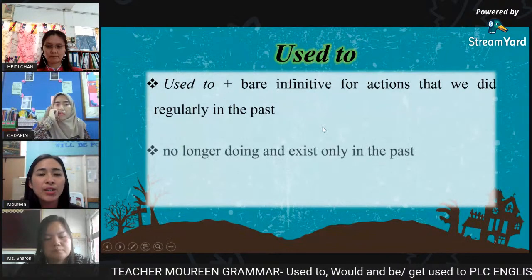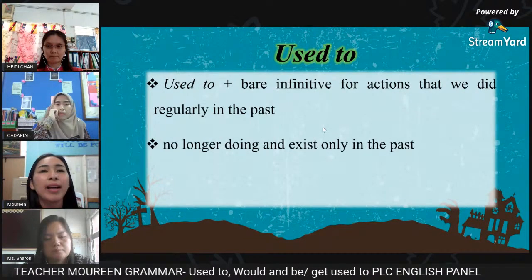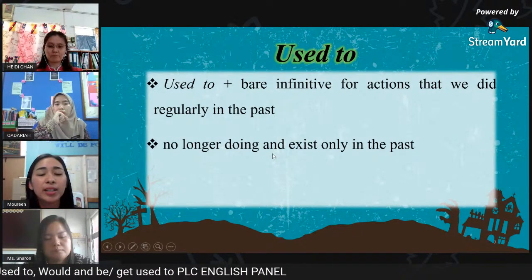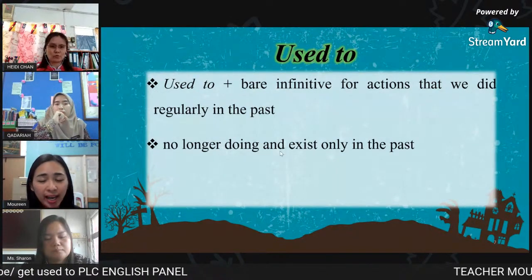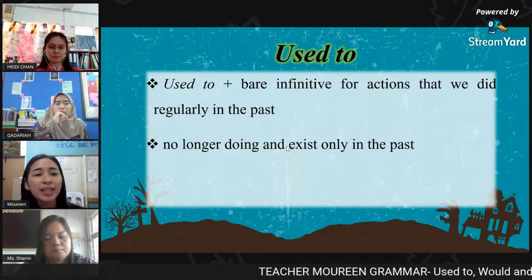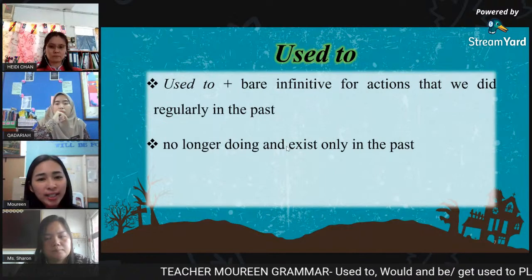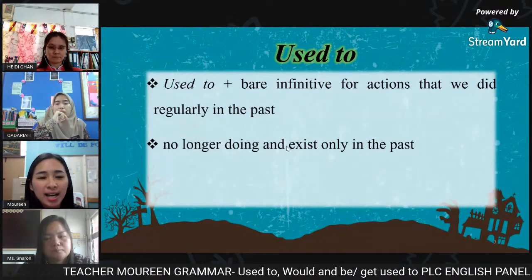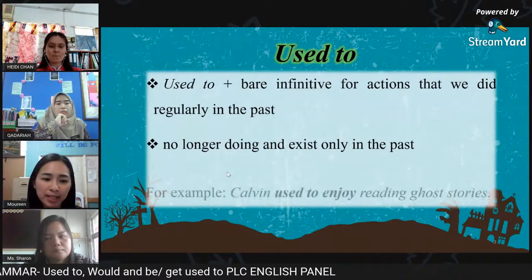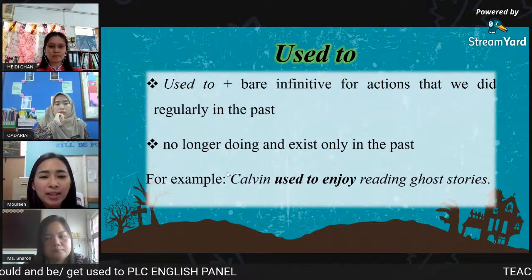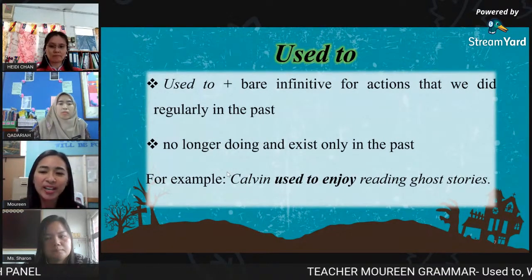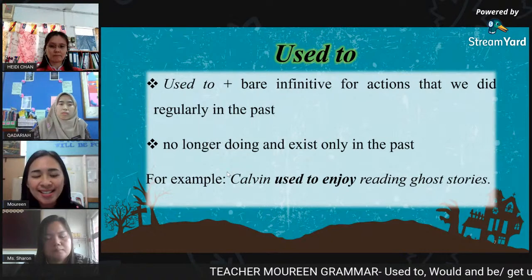Other than happening regularly in the past, it is no longer done now and only exists in the past. So you use used to describe something that happened in the past and is no longer happening now. You'll understand better with an example. For example, my student Kelvin. Kelvin used to enjoy reading ghost stories.